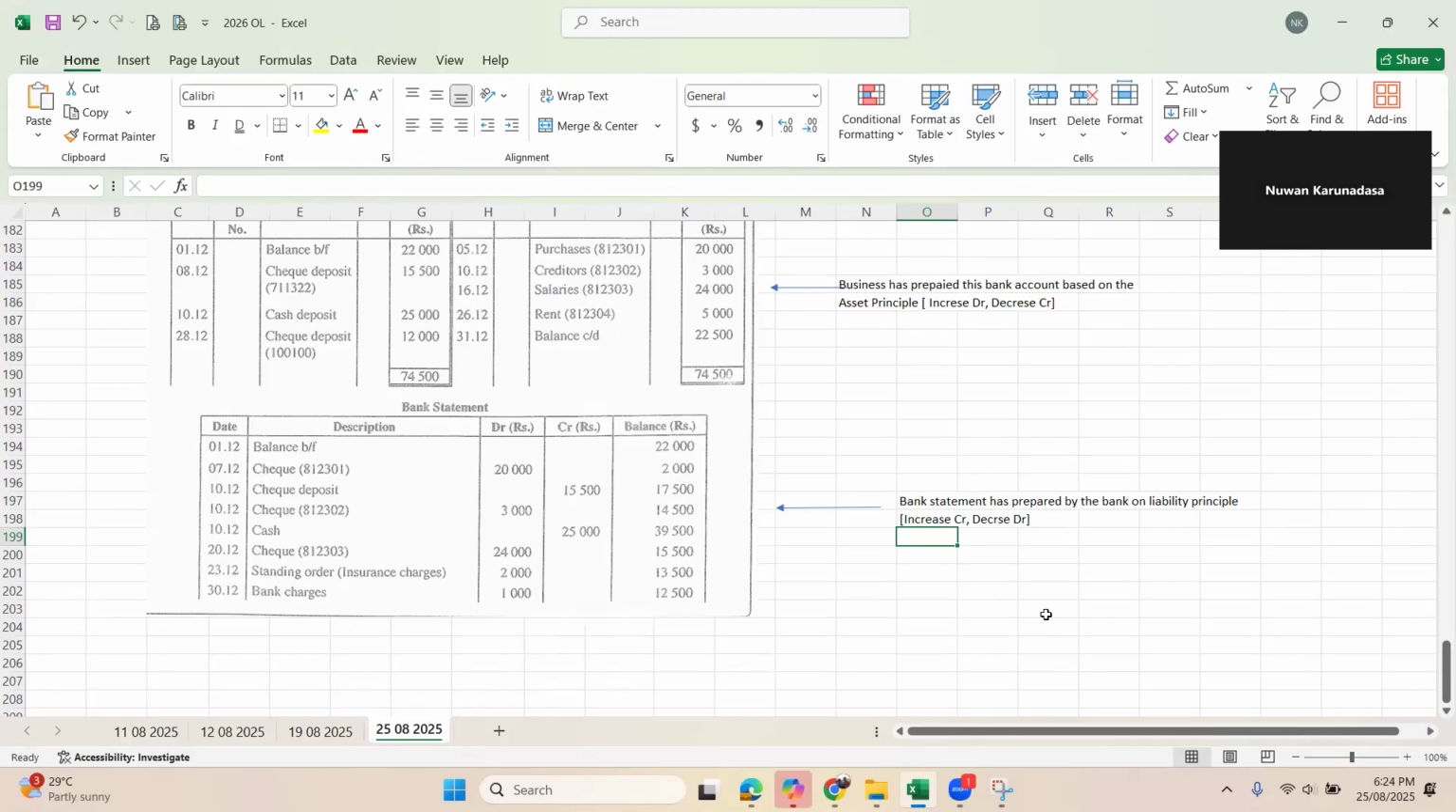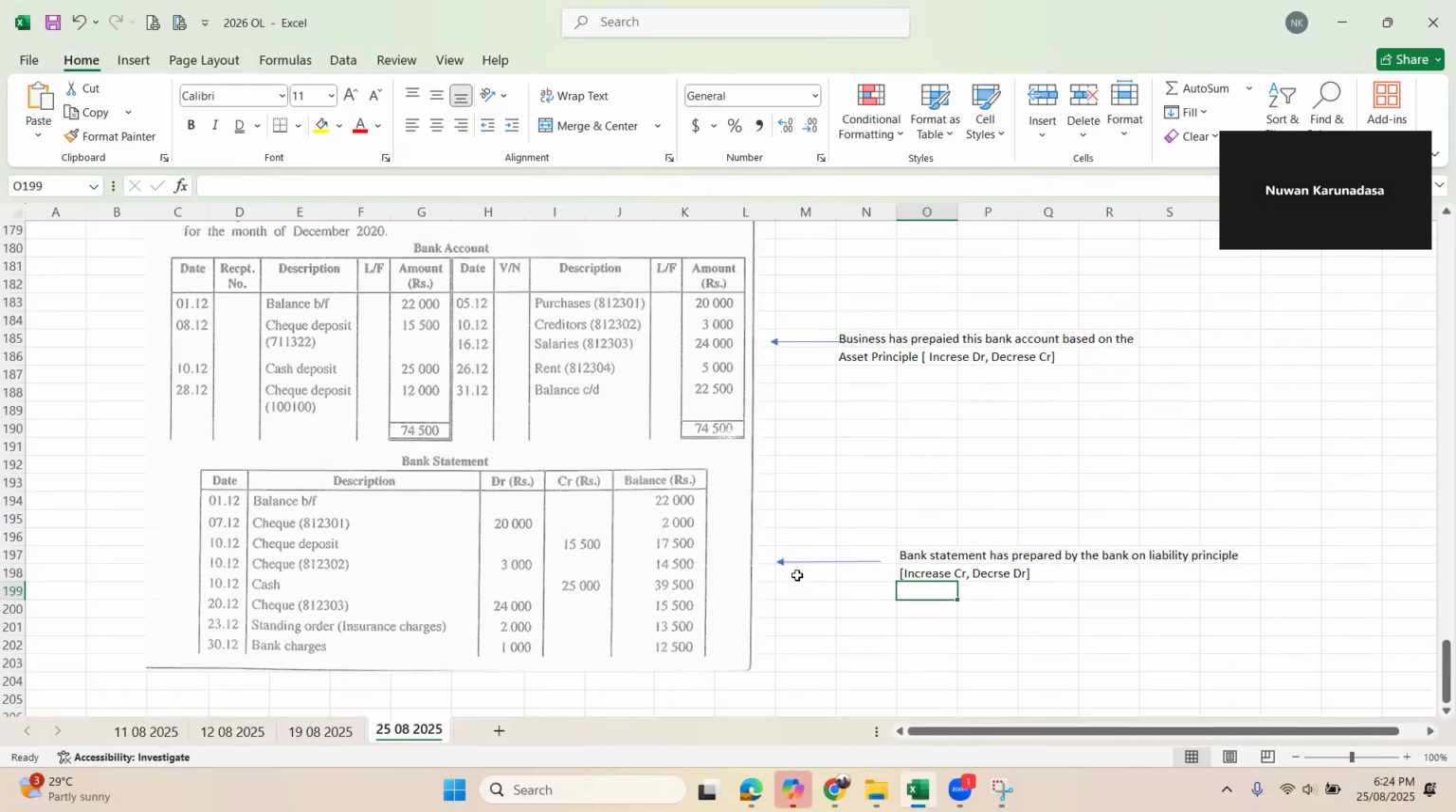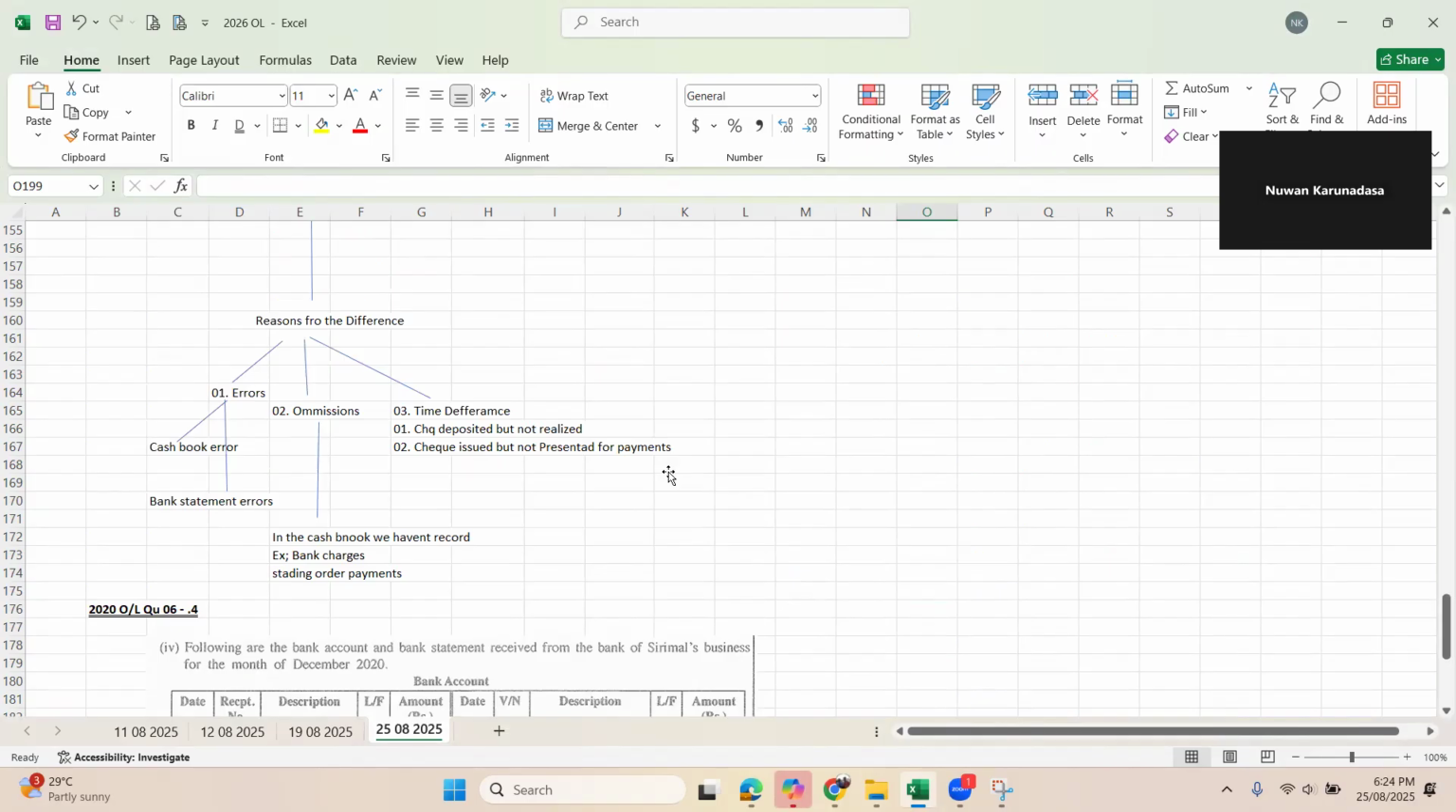Now you need to check what the reasons for the difference are. First, you need to identify the reasons for the difference. Is there any error in the cash book? Is there any error in the bank statement? Is there any omission in the cash book? Or are there any unpresented checks or unrealized checks? There are three reasons for the difference. One is error, second is omission, third is due to time differences.